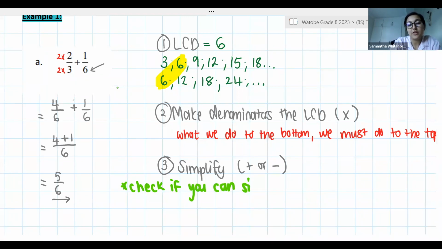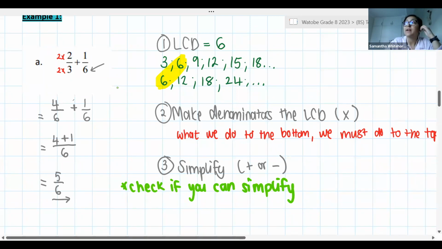The way we check if we can simplify is if we can divide a number into both numerator and denominator. So I need to ask myself, is there a number that can divide into both 5 and 6 without a remainder and isn't 1? Well, the answer is no. I can't divide anything into both 5 and 6 without a remainder. So this 5 over 6 is as simple as this answer can get. So I can stop there. But if I can simplify my fraction, I have to simplify my fraction. We always want our answers in the simplest form.